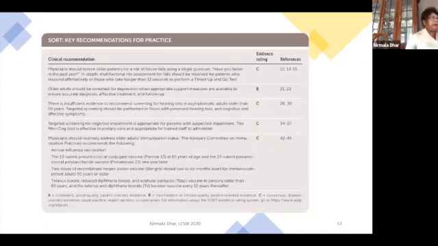Again, some other screening instruments which are recommended are here.